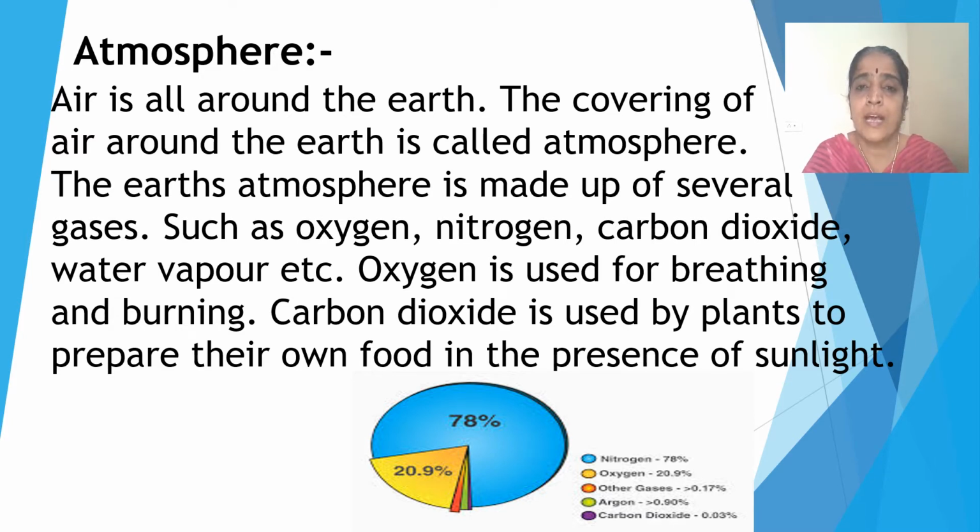Atmosphere. Air is all around the earth. The covering of air around the earth is called atmosphere. The earth's atmosphere is made up of several gases such as oxygen, nitrogen, carbon dioxide, water vapor, etc. Oxygen is used for breathing and burning. Carbon dioxide is used by plants to prepare their own food in the presence of sunlight.